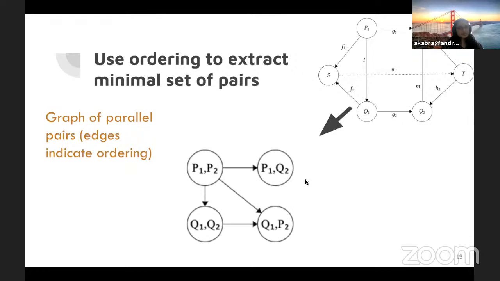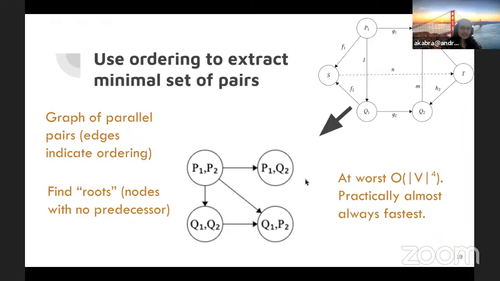You can visualize this process like so. Given this example graph, you can make a graph where the nodes are the source sink pairs, and an edge A, B indicates that A verifies B, where verifies was the transitive relation from the previous slide. You just need to find the roots of this graph, the set of nodes that have no predecessors. Ultimately, you want to return one parallel pair representative for each source sink pair in the set of roots. In practice, we have found that this optimization results in the fastest execution.